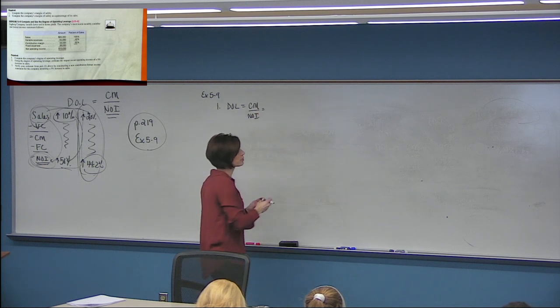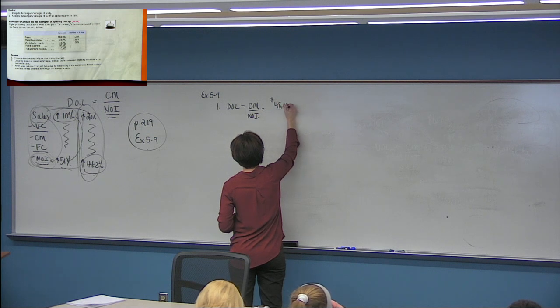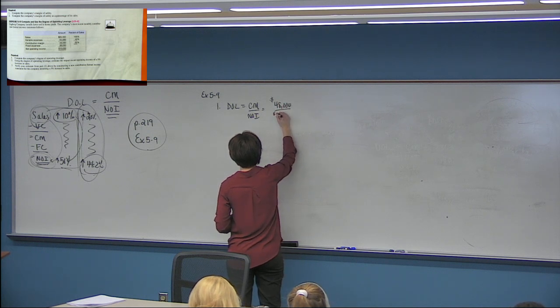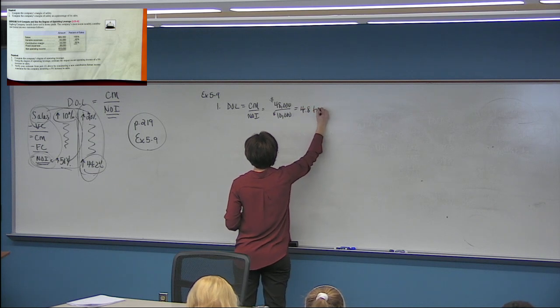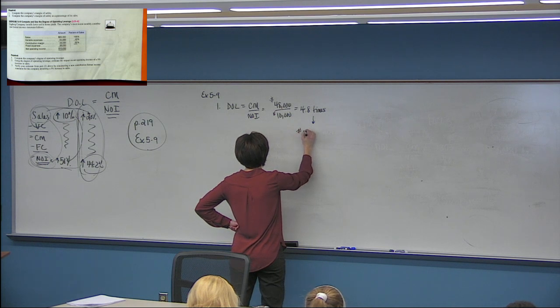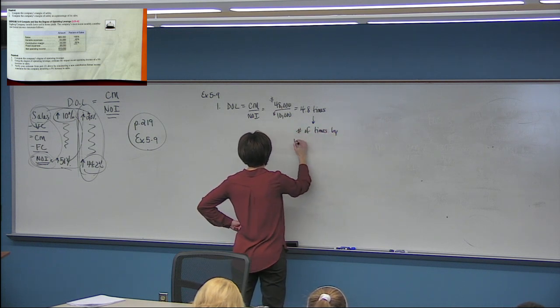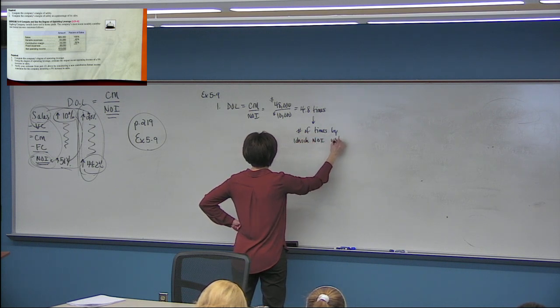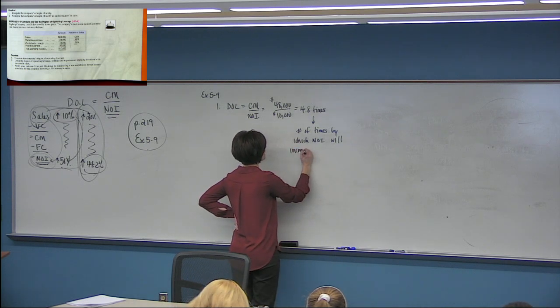Contribution margin in this problem is 48,000, right? Net operating income is 10,000, so 4.8 times. What does that mean? It's the number of times by which net operating income will increase. And actually, it's increase or decrease, really, right? So we could add that in there.